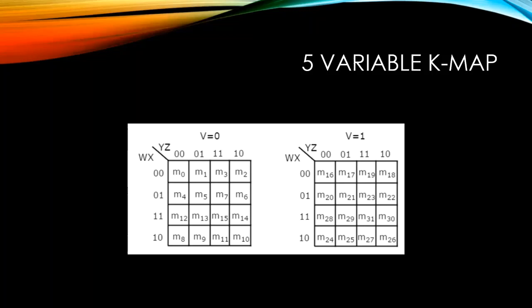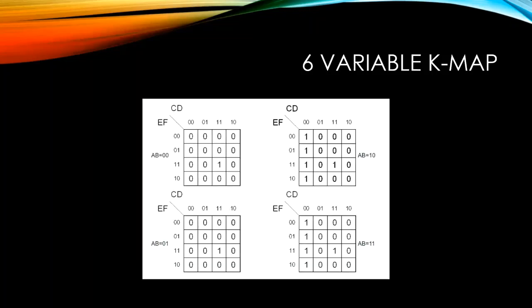As we increase the number of variables beyond 4 variables, we increase the number of 4 by 4 Kmaps. So 5 variables needs two 4 by 4. How about 6? It will be four 4 by 4. How about 7? We're going to have eight 4 by 4. And if we have 8, we're going to have sixteen 4 by 4. That's why, for me, if the variables exceed 4, I go back to Boolean algebra rather than using the Kmap.